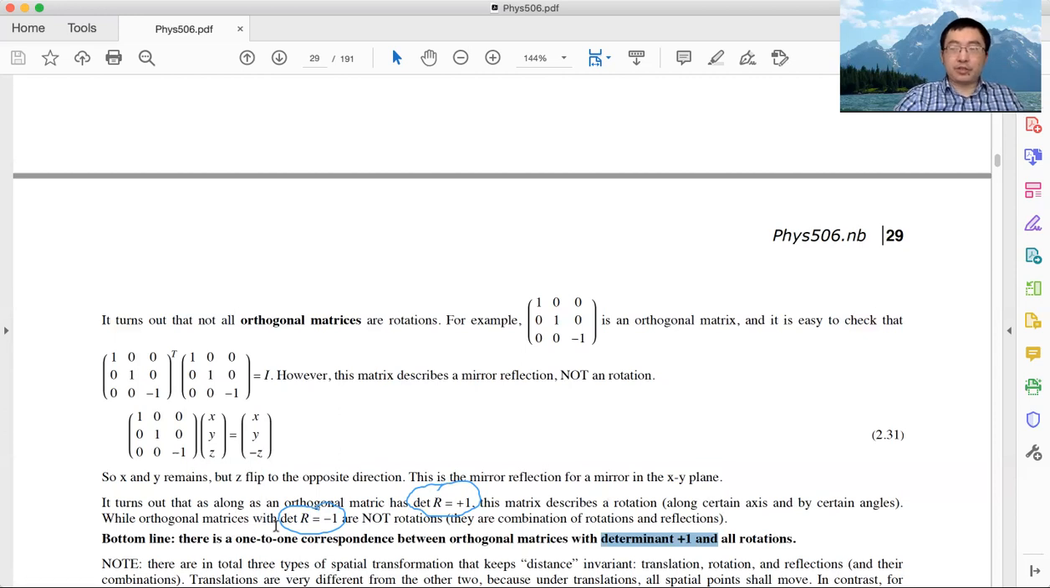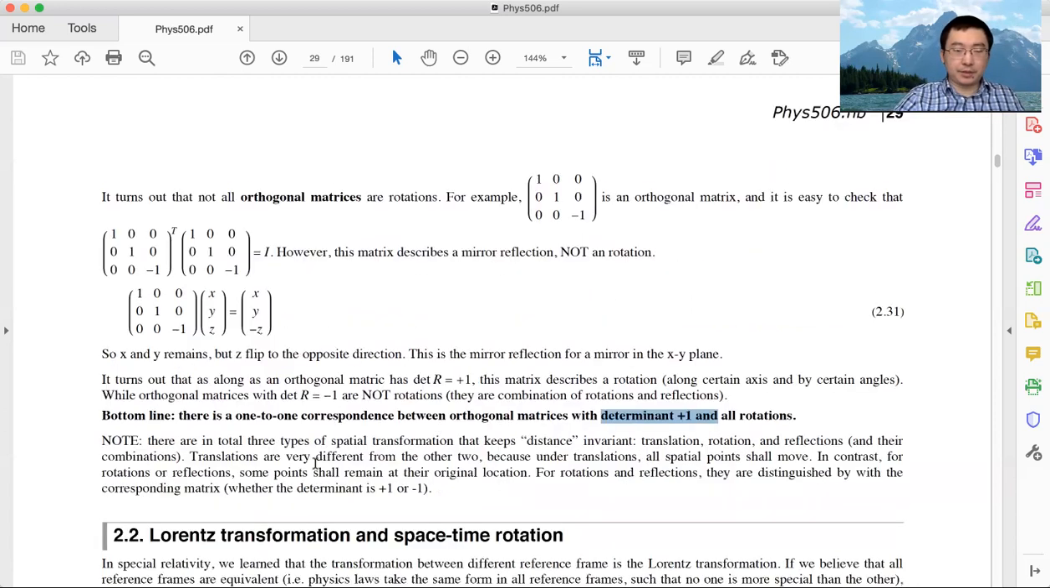So orthogonal matrices describe two types of transformations. One is rotation, another is mirror or spatial inversion, or the combination of both. So that's a mathematical description for rotations. Clear this, and now we can go to the next part.